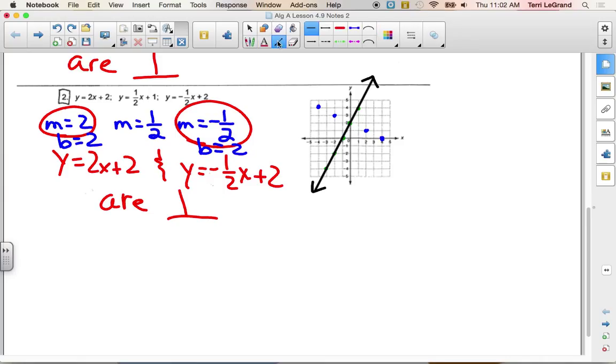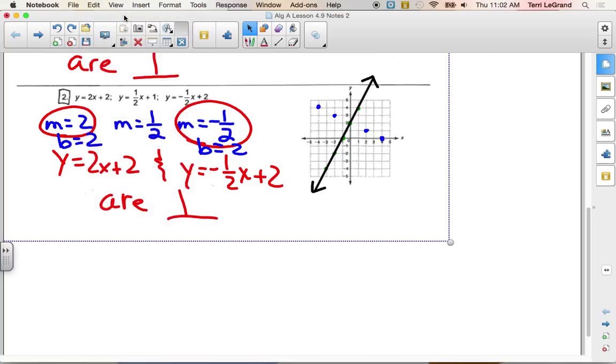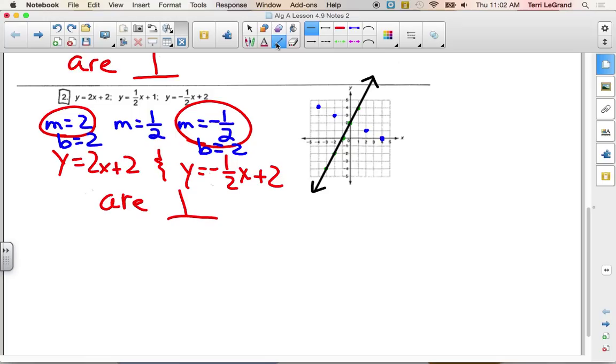And remember, the graphing part should not be the part that we have any trouble with anymore. Oopsie, edit, undo, drag and move. Okay, let's try this again.